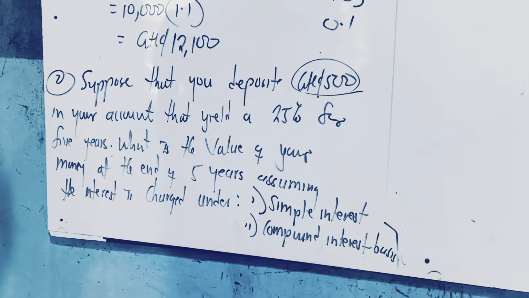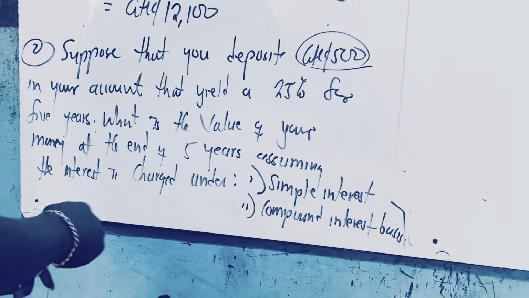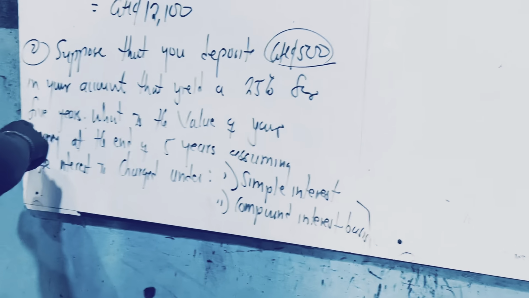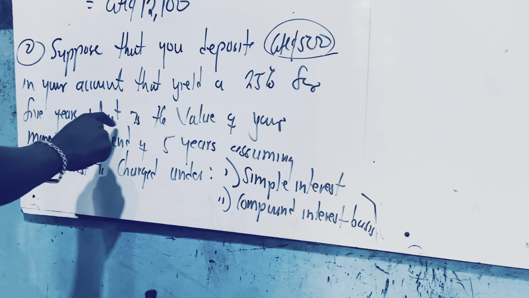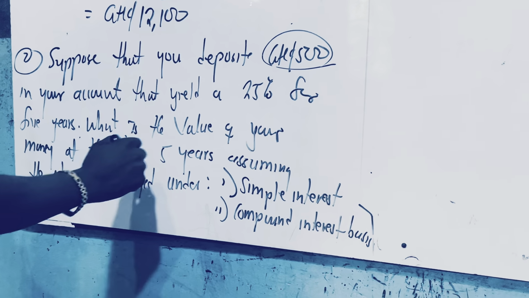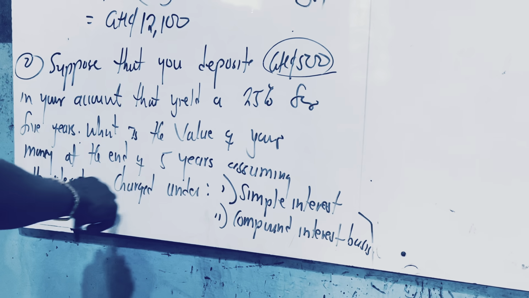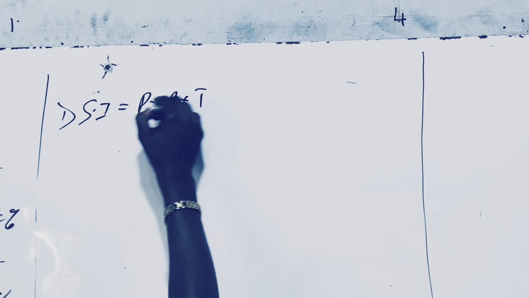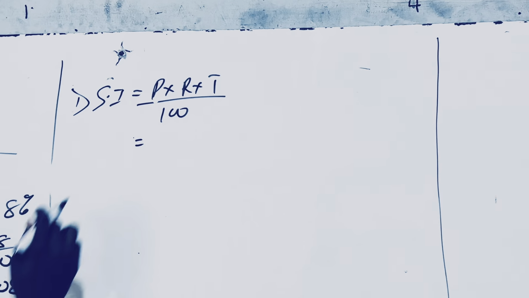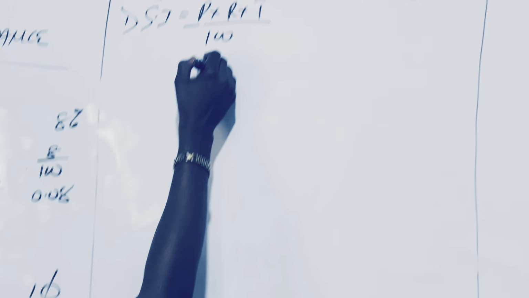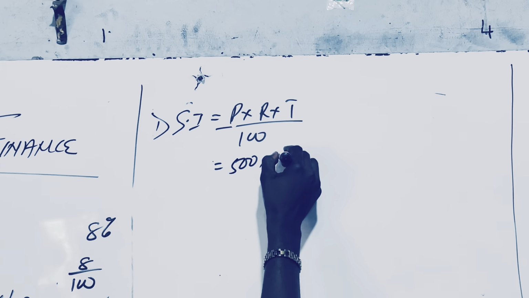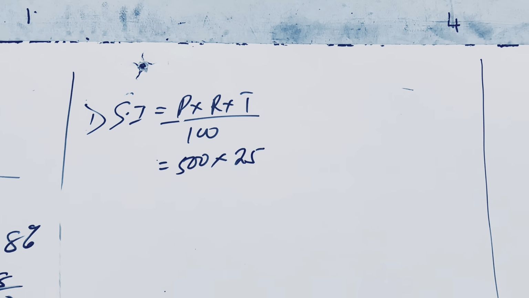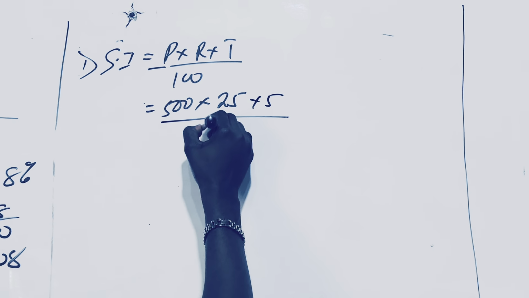So yeah, like in our question, it says suppose that you deposit 500 Ghana cedis in your account that yields a 25% interest rate for 5 years. What will be the value of your money at the end of 5 years, assuming interest is charged under simple interest? So under simple interest, we said our simple interest can be computed as this. So our principal is the amount of money invested or deposited, which is 500, and our rate is 25%. Our time is 5 years.